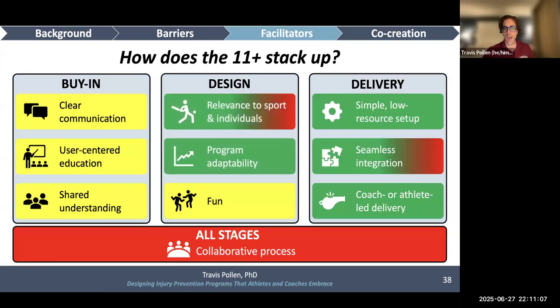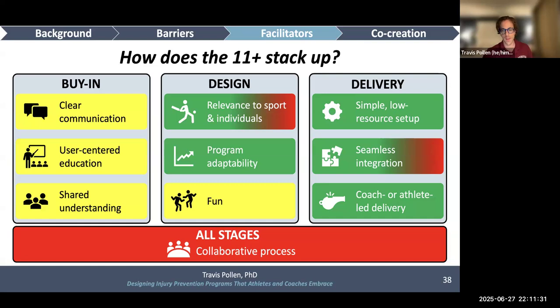We can look back at the 11 plus now and see how it stacks up related to each of these facilitators. So I've color-coded things: green for good, yellow for so-so, and red for lacking. As far as our buy-in factors go, I've colored these all yellow because they're not really attributable so much to the 11 plus program, but more about how we talk about it.